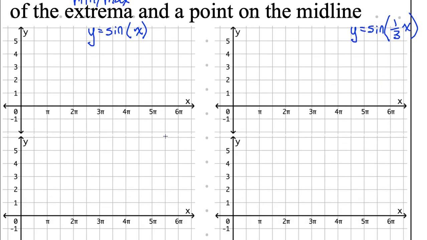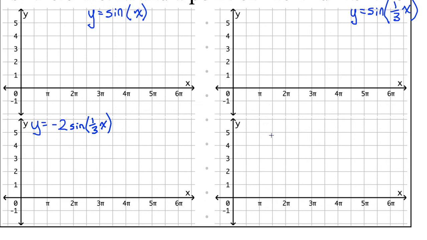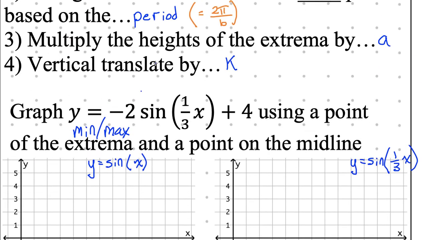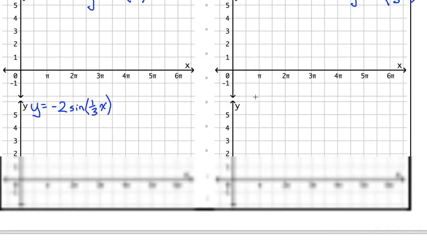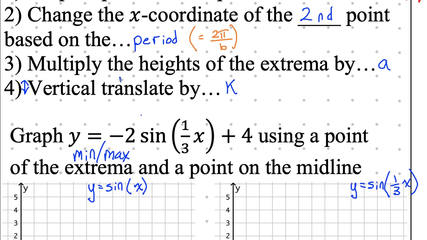So this is now going to say, I think I'll have room over here. I'm trying to plan it out. Y is equal to -2 sine of 1/3 of x. And then finally, all of it together, just moving it by that 4th thing, vertical translate, vertical meaning up or down, translate by k. And again, if you don't like the word translate, you can think of the word move.